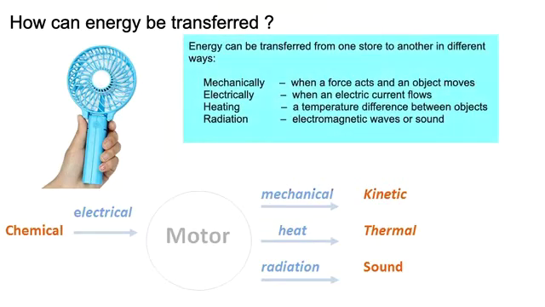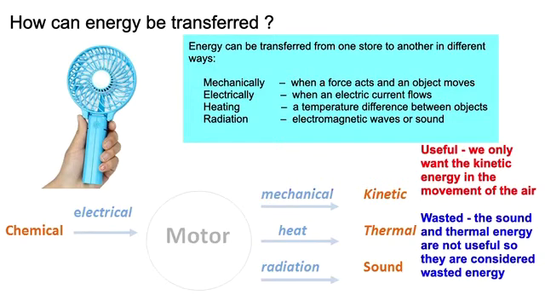So energy can be transferred from one store to another in many different ways: mechanically, electrically, heating, and radiation. And there's the four that we've given examples of there. Now, usually we only want the kinetic energy in the movement of air. That's the useful energy that we want from that fan, in this fan example. But we don't need the heat, we don't need the sound. So they're considered wasted energy.